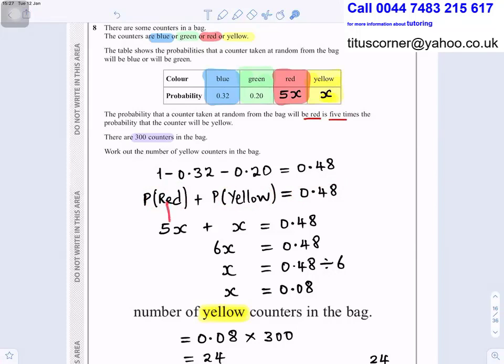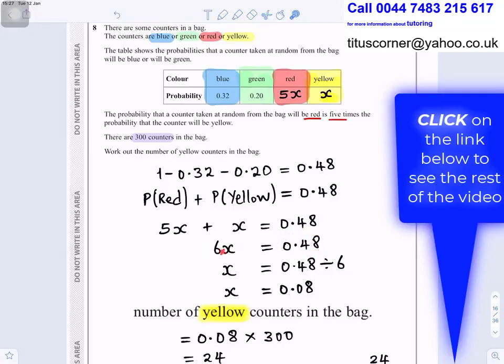But we know red is 5X because it's 5 times, and yellow is X, the probability of yellow. So 5X plus X gives you 6X. So 6X equals 0.48. If you take the 6 to the right-hand side, it becomes divided by 6. So X is 0.48 divided by 6. So X becomes 0.08.